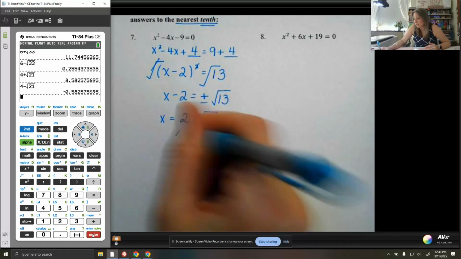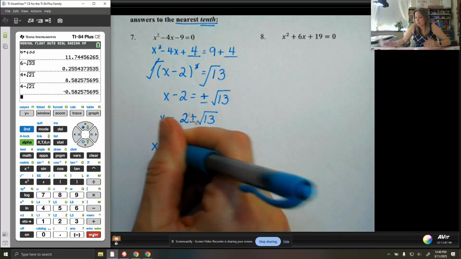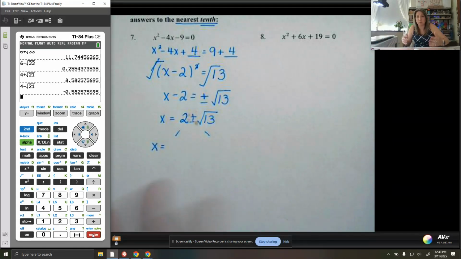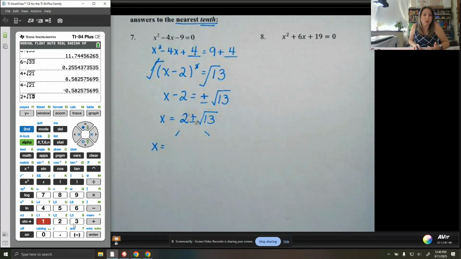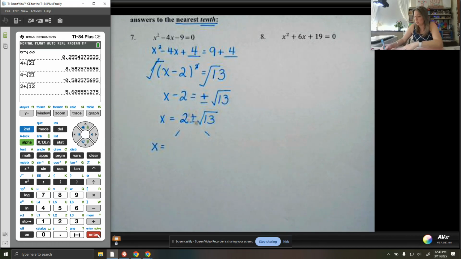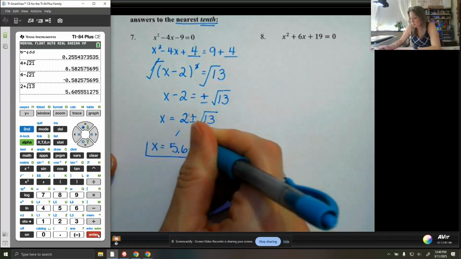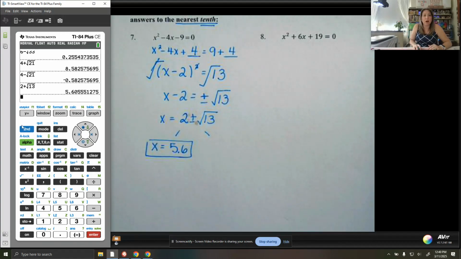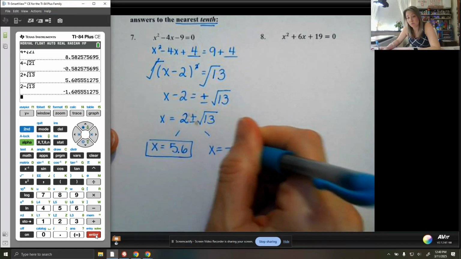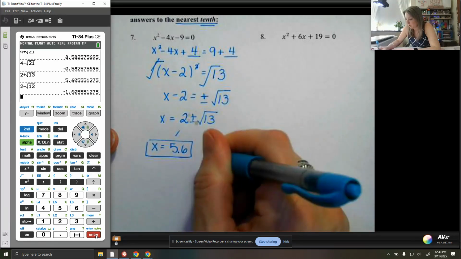And now, because I need to round to the nearest 10th, this is where I would normally stop and say, here are my 2 irrational answers. Well, now I'm going to go to my graphing calculator and plug in 2 plus radical 13, and round to the nearest 10th. So I'm going to get 5.6 as my first answer. And then I'll press second and enter, and I'll just arrow left to change this to a minus sign. And then I'm going to get x equals negative 1.6 as my other answer.